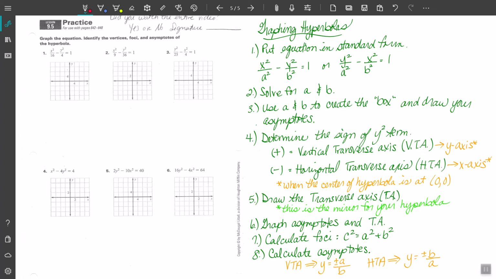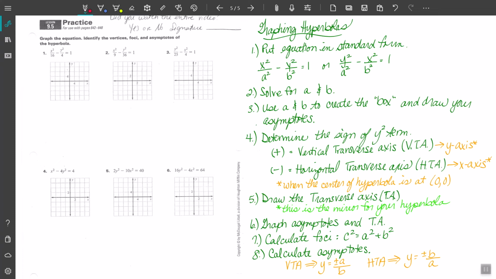We're going to move on to graphing hyperbolas today and writing equations for hyperbolas. We have some steps that need to be followed in order to be able to graph these. So these are a little bit more involved in the graphing process. Number one, we want to make sure that we have the equation in standard form.